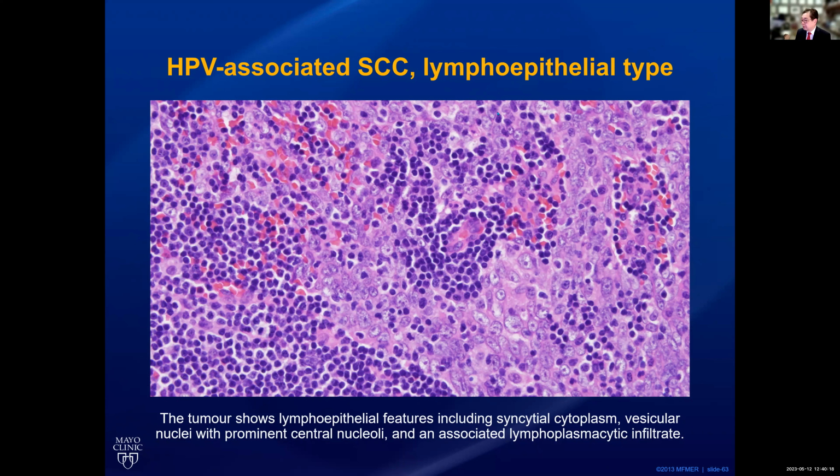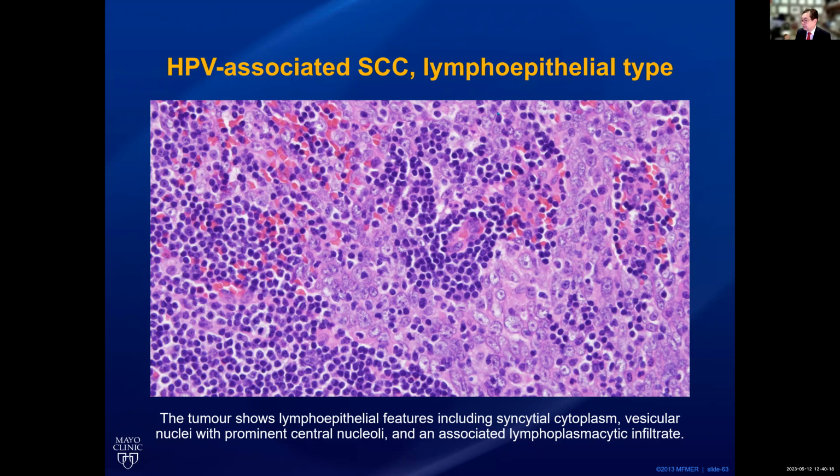And this is bad, look at this cell. I'm sure you will not call it benign. And this is so pleomorphic, with giant cells. And this type is also induced by HPV, but this type of tumor is reported to be more aggressive than conventional HPV-associated squamous cell carcinoma. And I have seen several cases. It does exist.